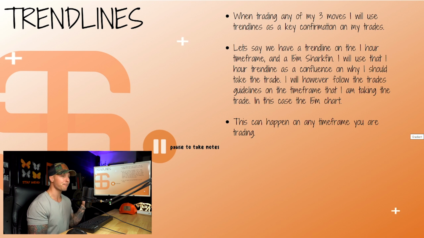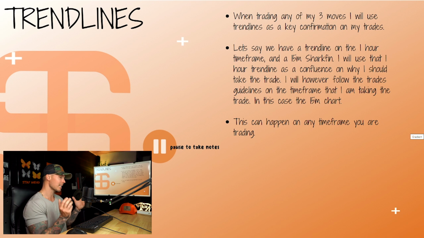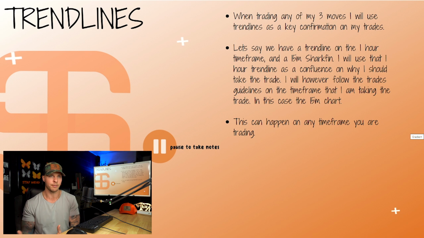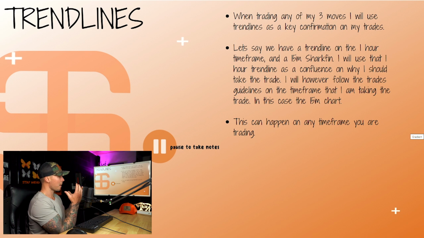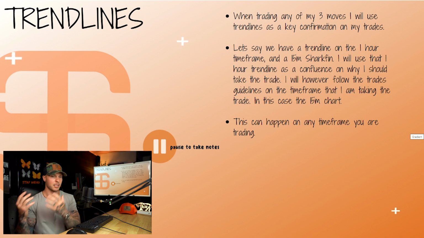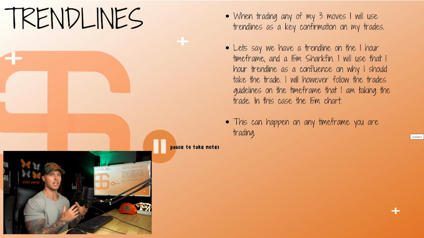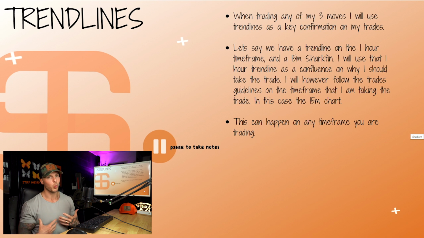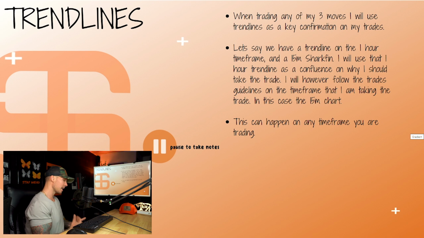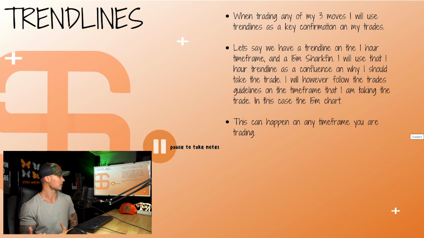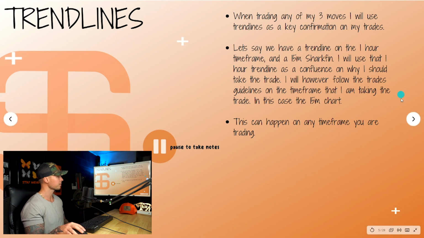I will, however, follow the trade guidelines on the time frame that I'm taking that trade. So let's say that 1 hour trend line right there that I'm taking that 15-minute shark fin off of, I'm using my stop loss and take profit based on that 15-minute shark fin, okay? So that's how I do it. That's what works for me. And I have my take profit set and I have my stop losses set, okay? So that's just how I do what I do.